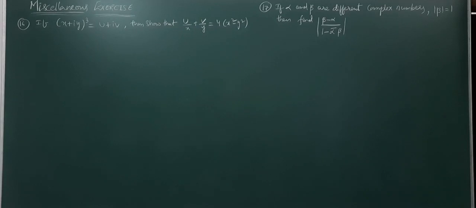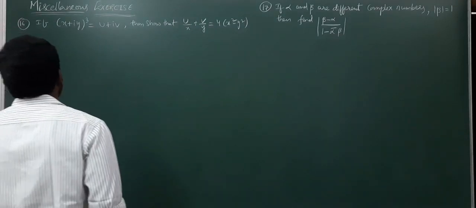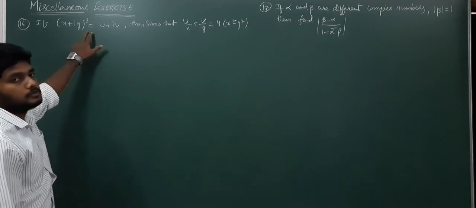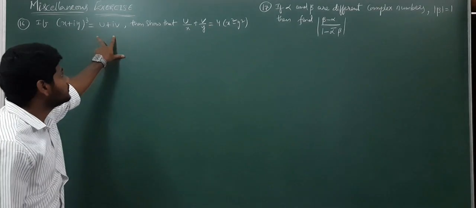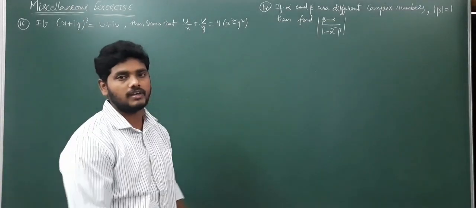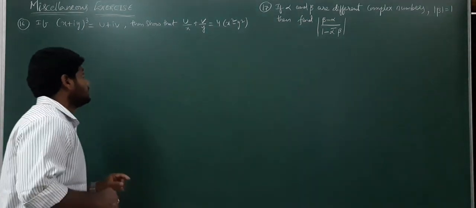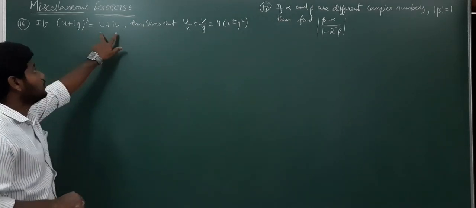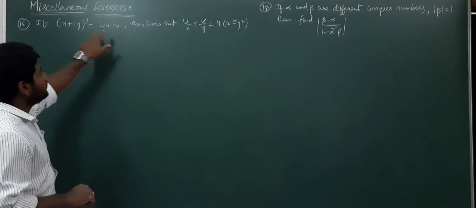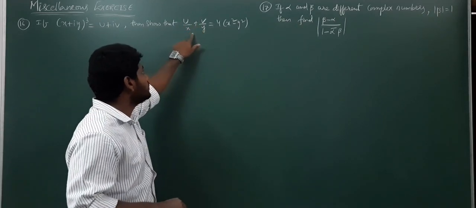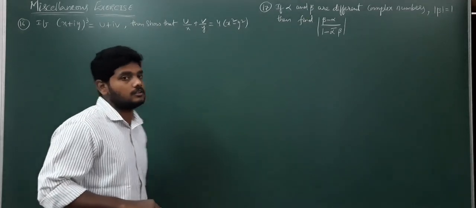Now question number 16 and 17 from that exercise. Question number 16 is, if (x plus iy) whole cube is equal to u plus iv, then show that u by x plus v by y is equal to 4 times (x square minus y square). Here x and y are constants. So in order to find this, find the u value and v value, substitute here, and you should get this.